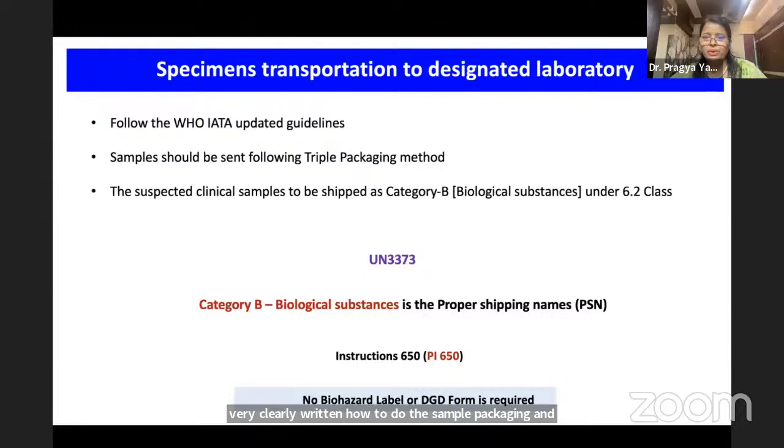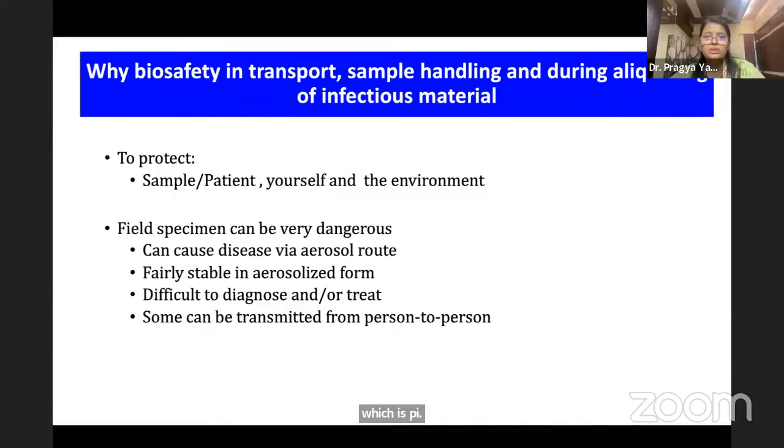We follow the triple packaging method, which we did for the COVID sample testing and shipment. Suspected clinical samples are to be shipped as category B biological substances, because these are suspected samples. They are not confirmed samples. They will be labelled as UN 3373. So it's a category B biological substance when we are filling the forms, and we have to follow the instruction P650, which is PI 650, and no biohazard label or DGD form is required for such kind of sample testing.